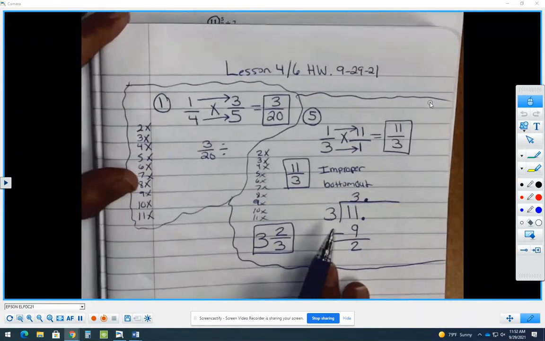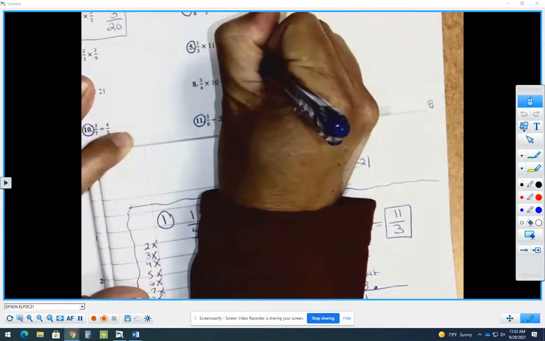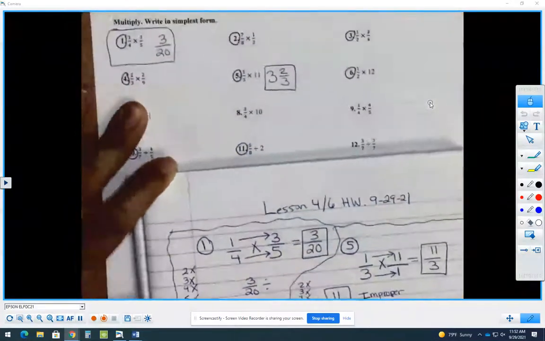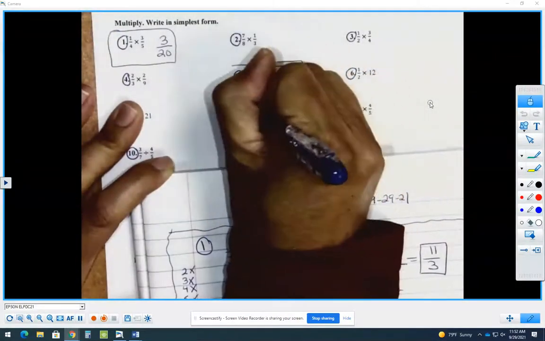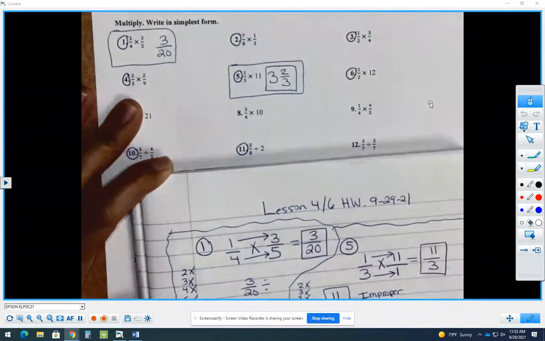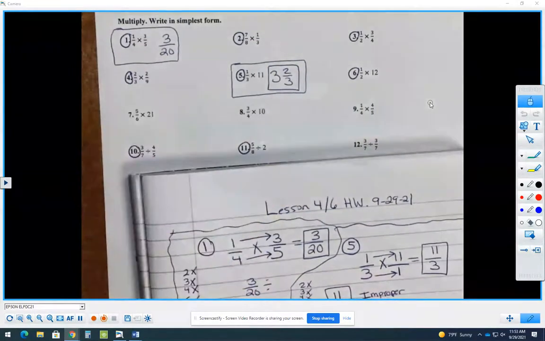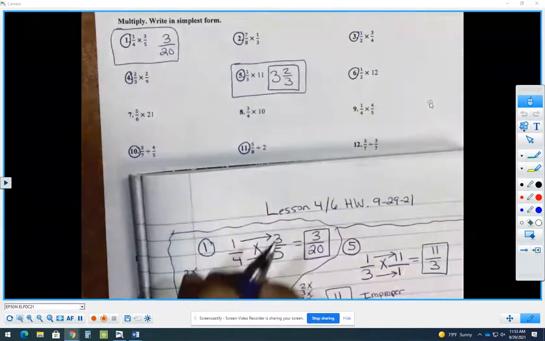So let me go to number 5 on my handout, and I'm going to say 3 2/3. I'm done with number 5. Oh, I should have boxed the whole thing. You could do it like that, put a little box and then a box of the whole thing. I don't care. And that's how you're doing it in the handout, just transferring the answer.